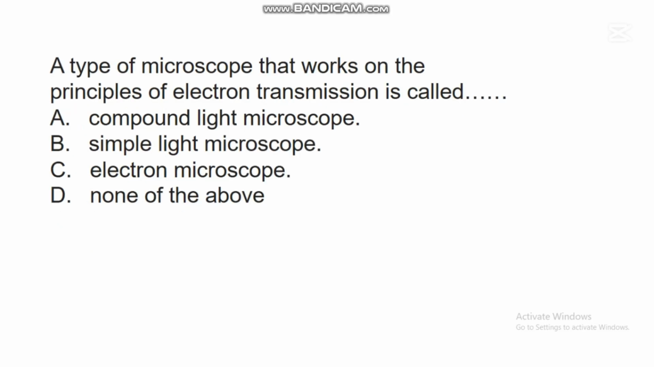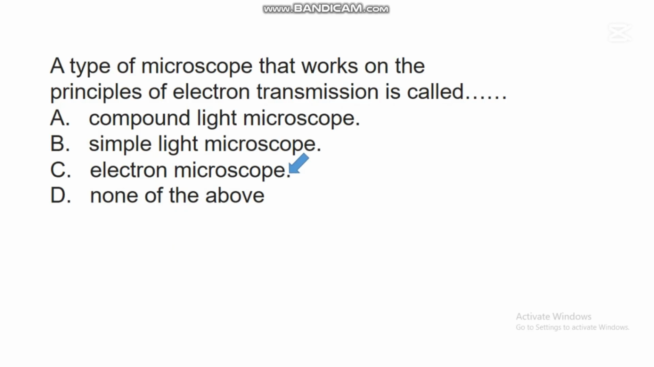The next question says, a type of microscope that works on the principles of electron transmission is called dash. A. Compound light microscope. B. Simple light microscope. C. Electron microscope. D. None of the above. In this question, the correct answer is C.